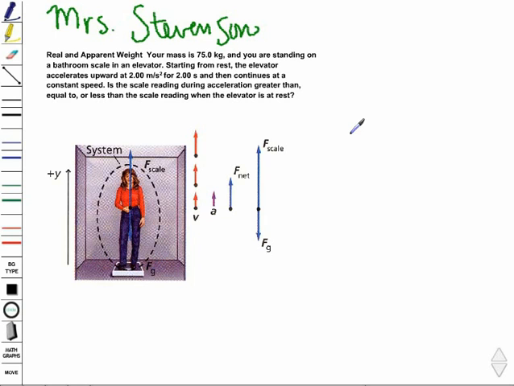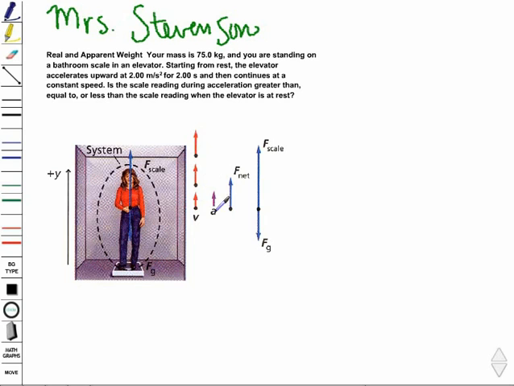First, we want to decide what our coordinate system is. For this problem, we're going to make the upward direction positive and the downward direction negative. If we take a look at our motion diagram, we see that the velocity starts out smaller than it ends up. So the acceleration is in the upward direction.